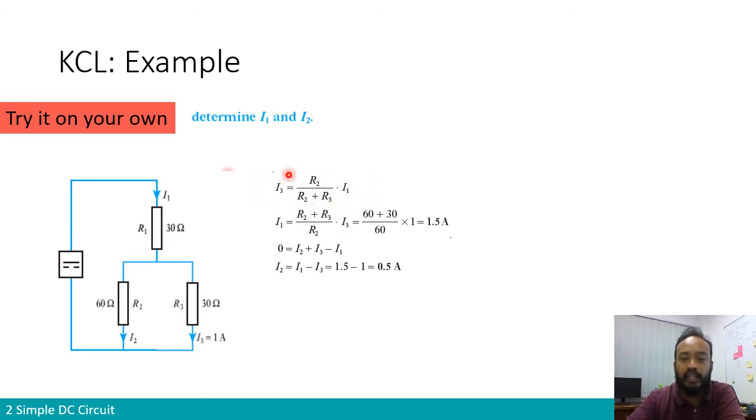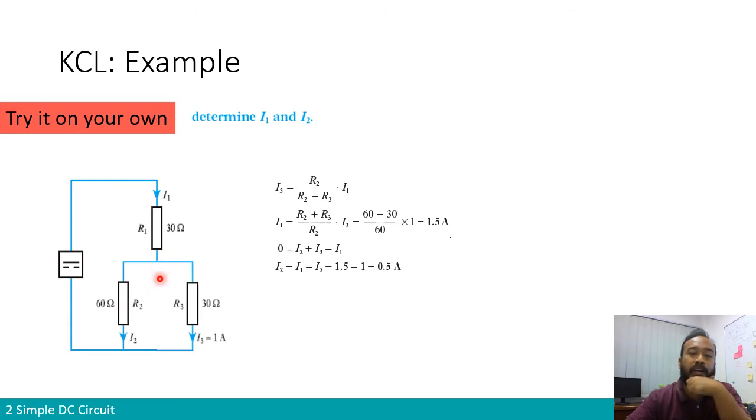So you rearrange the equation. You want to find I1, so I1 equals (R2 plus R3) divided by R2 multiplied by I3. This is what we're doing over here. If you plug in the numerical values, you get I1 equals 1.5 amps. So now you have two currents, I1 and I3. The only current that you don't know now is I2.